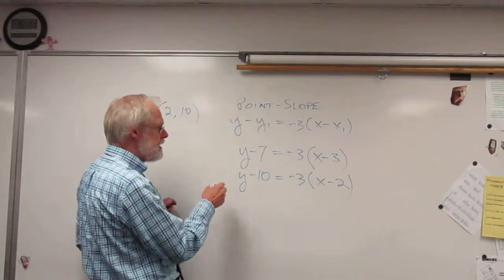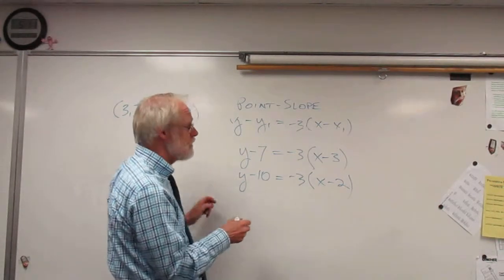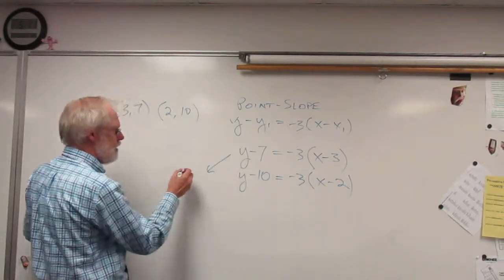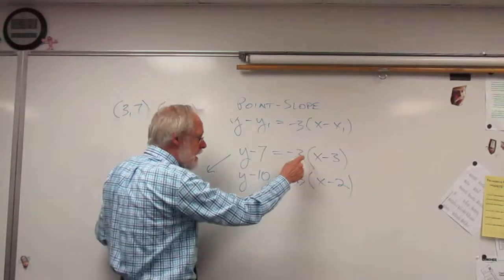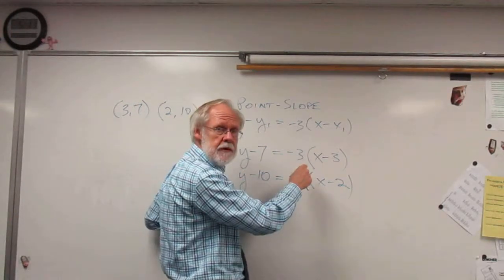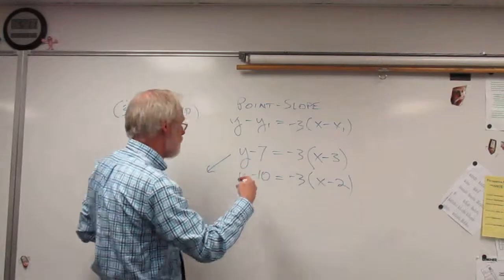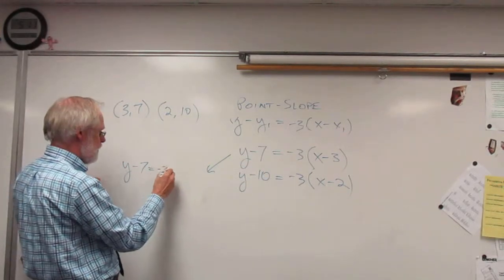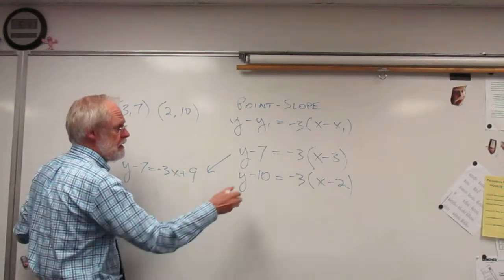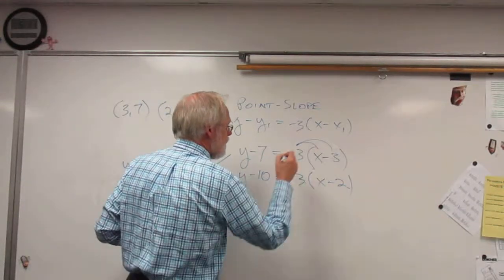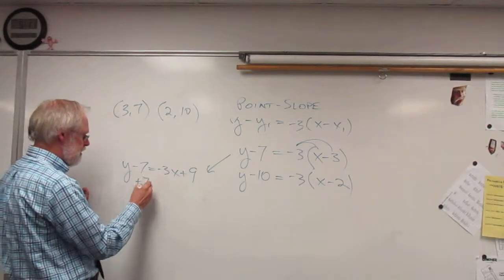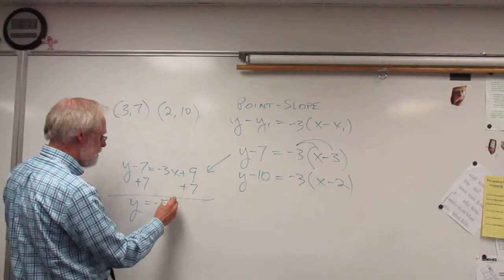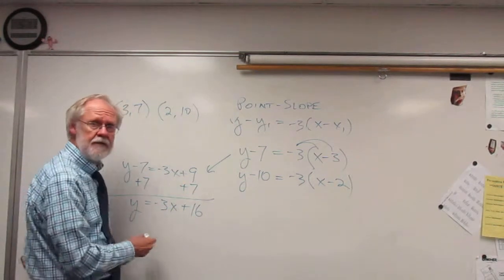Now, how can there be two different equations that represent the same line? Well, let's take each of these and turn them into slope-intercept form. So the first one I'm going to take over here, and the first thing I'm going to do is multiply the negative 3. I'm going to distribute it, because now I want to change the form. So this becomes y minus 7 equals negative 3x plus 9. So this distributes to here and here. Plus 7 on both sides gives me y equals negative 3x plus 16.